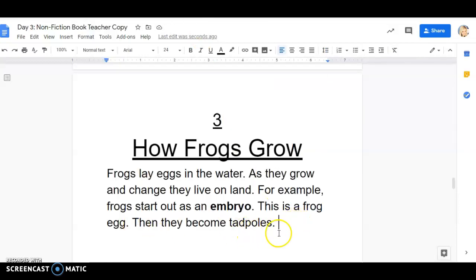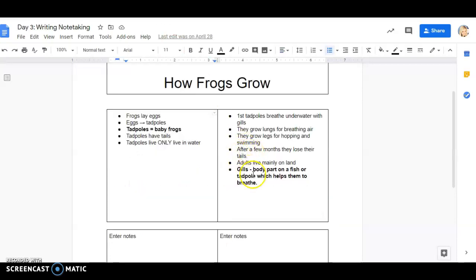So they become tadpoles. They develop, ooh, that's a big word, lungs and legs, period. After a few months, they lose their tails.